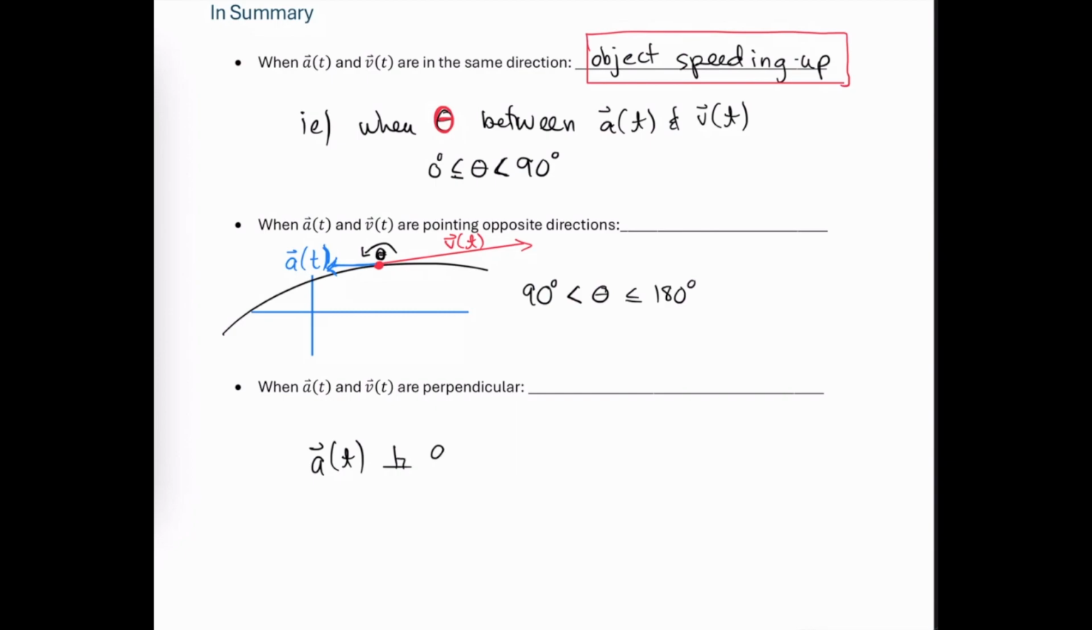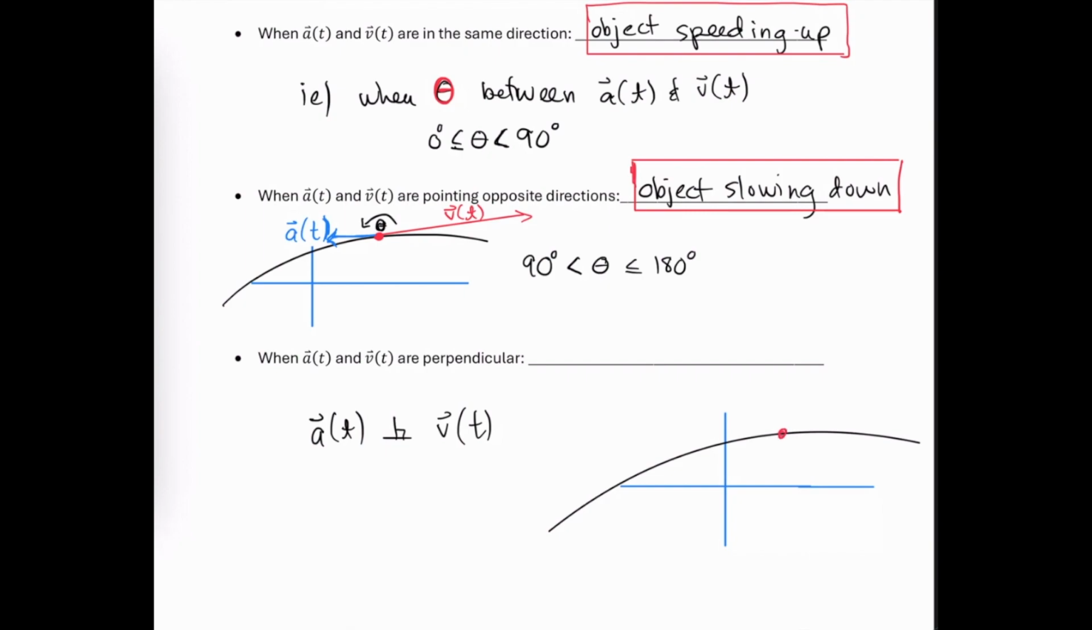Now we've got strictly less than the 90 degrees here on both of these inequalities because when the vectors are perpendicular to each other, or when the angle in between is 90 degrees, then we have something else that is occurring. But let's stick with this second bullet point for the moment. When the object is being pushed in a direction opposite that it's moving, then that tells me that the object is going to be slowing down.